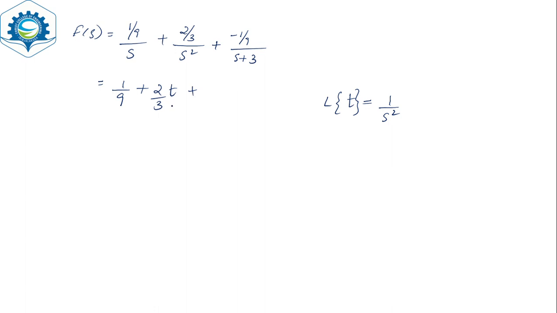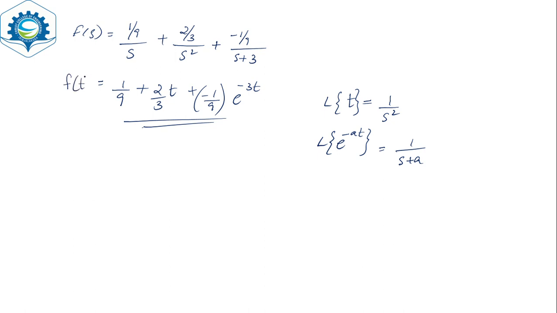Now what is the inverse Laplace transform of 1 by s plus 3? What is the Laplace transform of e raised to minus at? The Laplace transform of e raised to minus at is given by 1 by s plus a. So if you want to find the inverse, it will be e raised to minus at, and over here the value of a is 3. So you are going to have a minus 1 by 9 into e raised to minus 3t. So this is your inverse Laplace transform of the function that was given to us.